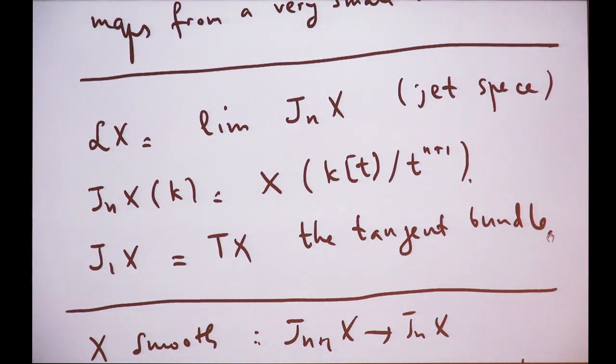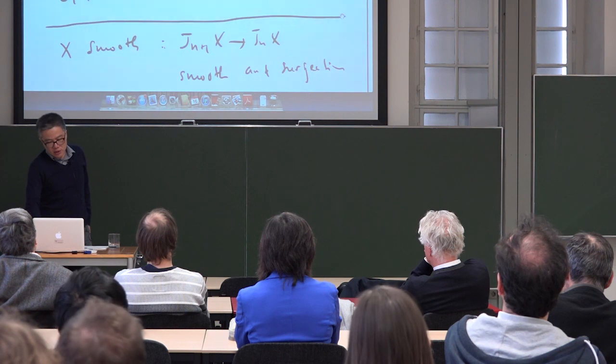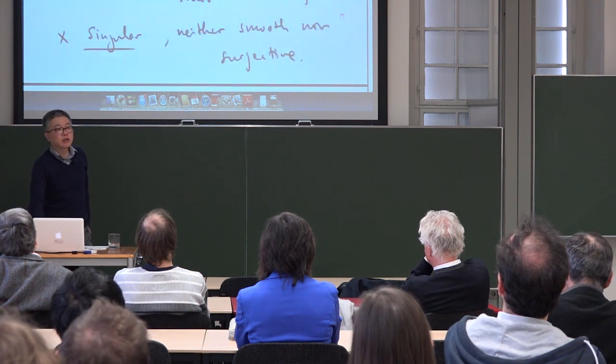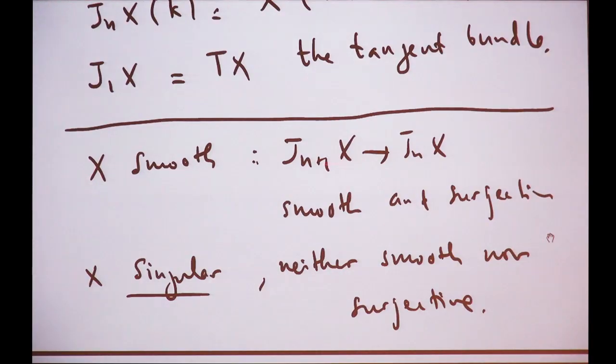So this thing is actually quite simple. In the case when X is a manifold, that is, smooth, then all those are basically vector bundles. So J(n+1) is smooth. It's basically a fiber of vector spaces of dimension d, I guess.